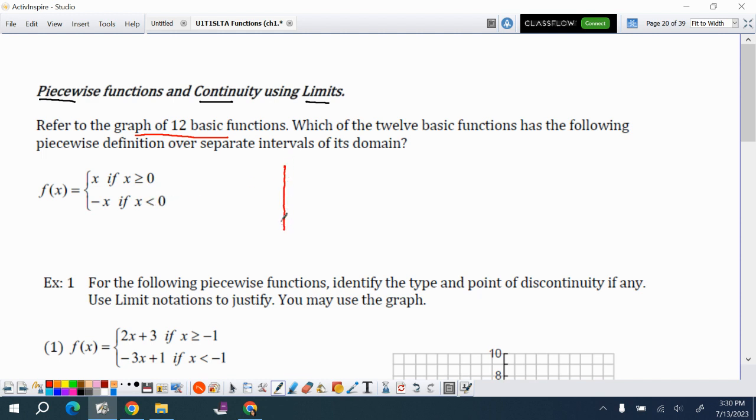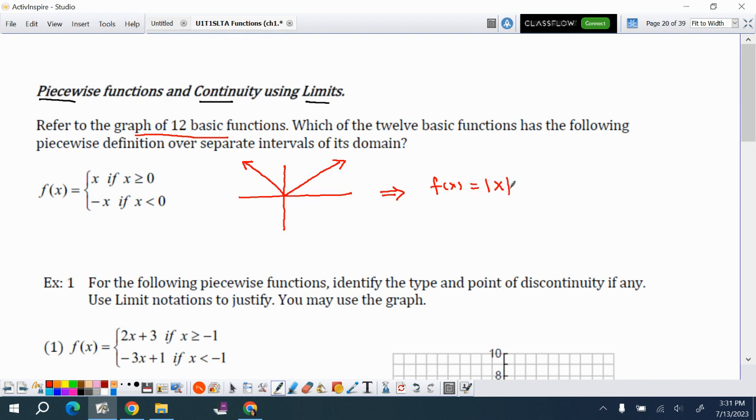Let's try to sketch the graph of this piecewise function. If x is greater than or equal to 0, that means on the right side, the slope is x. X is less than 0, that means on the left side, the slope is negative x. And this is a very, very popular function, which we can say f of x is absolute x.